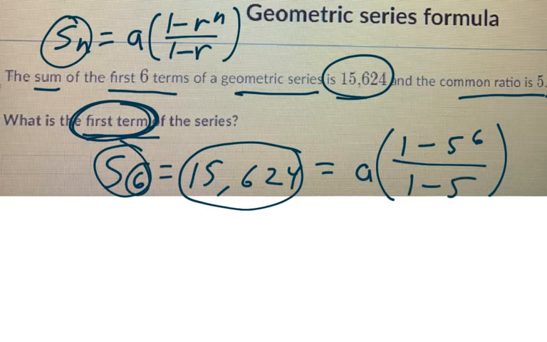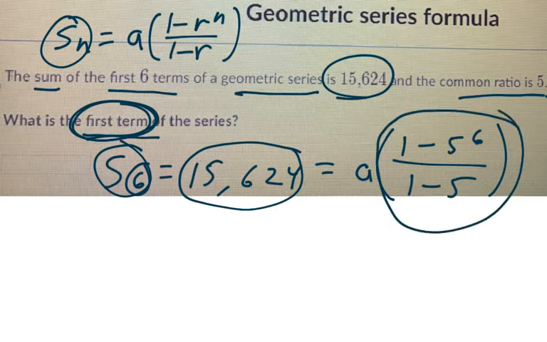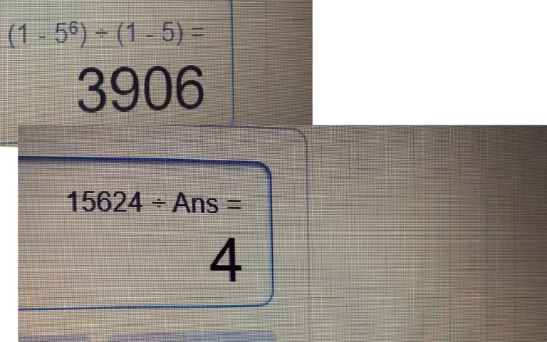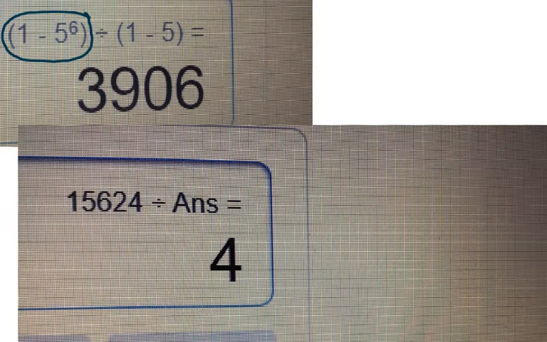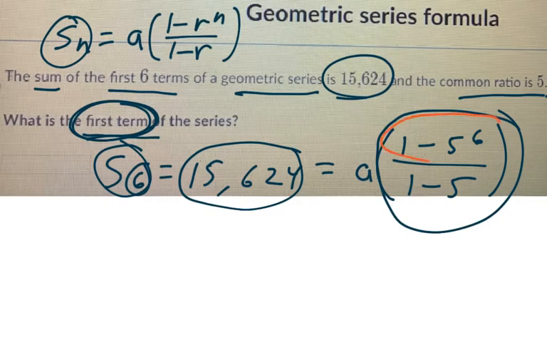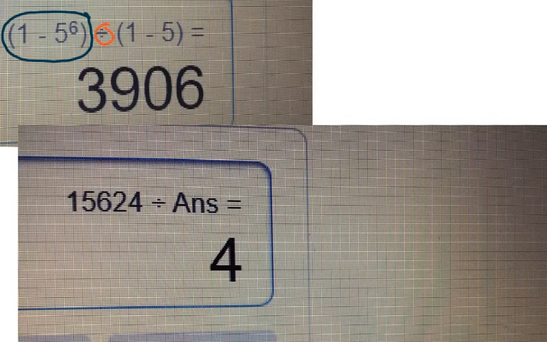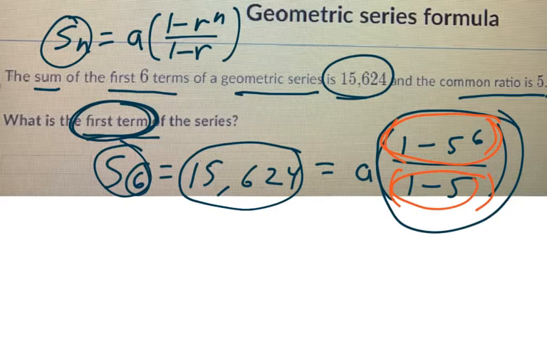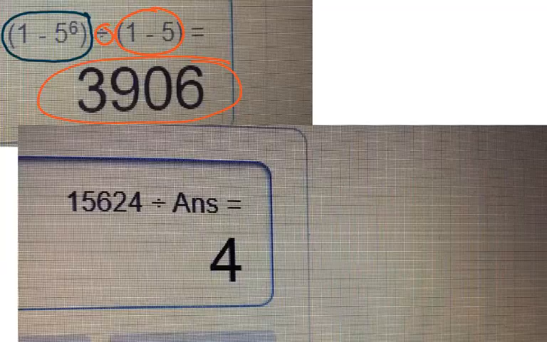Now, guys, follow along, because once again, I'm going to do all of this right here in my calculator. Check this out. Make sure you use parentheses again. If I do 1 minus 5 to the 6, I'm doing this part right here in parentheses so it stays together. And I'm going to divide by this in parentheses so it stays together. So I'm dividing by 1 minus 5. And what do I get? 3,906.